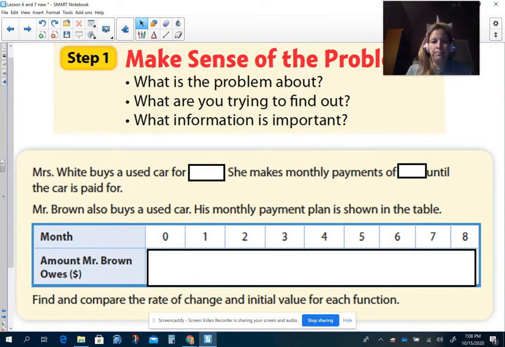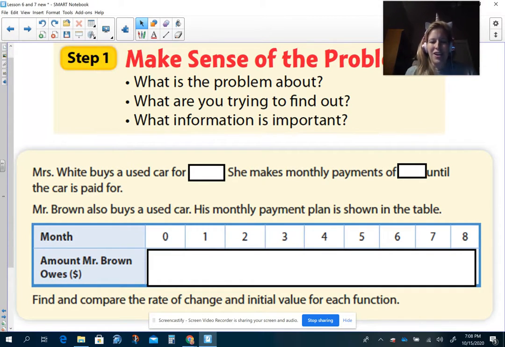I'll read it one more time. Miss White buys a used car for blank. She makes monthly payments of blank until the car is paid for. Mr. Brown also buys a used car. His monthly payment plan is shown in the table. Find and compare the rate of change and initial value for each function. So when you pause this video, I want you to write down what the point of this question is, what you know about payments monthly, anything that you can pull up that you can make sense of it before I show you the numbers. Okay? Pause it and write.